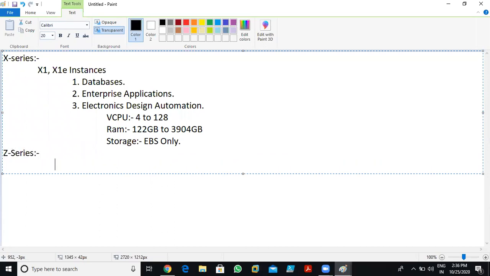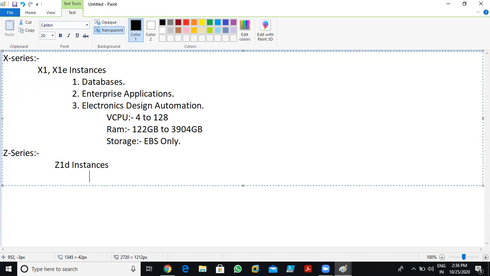So in the Z series, we can use Z1D instances mostly. If we talk about the Z1D instances, this instance is mostly used for high processor frequency. If we talk about the processor frequency, it supports up to 4 gigahertz. A 4 gigahertz Xeon processor.